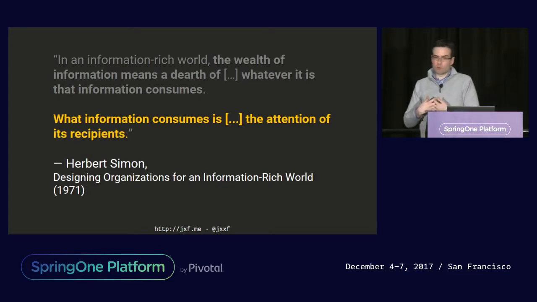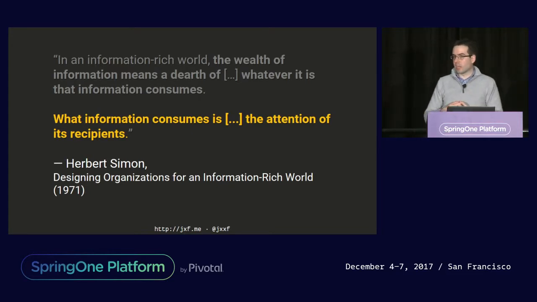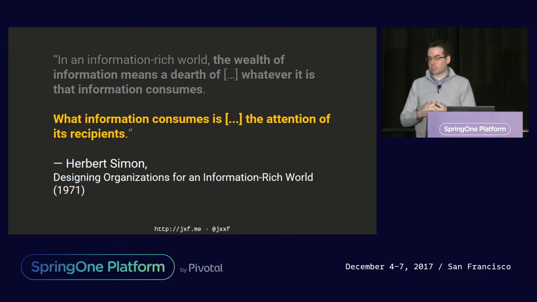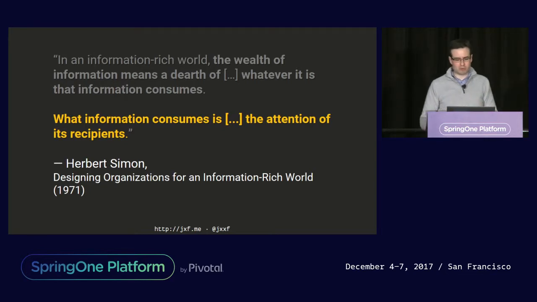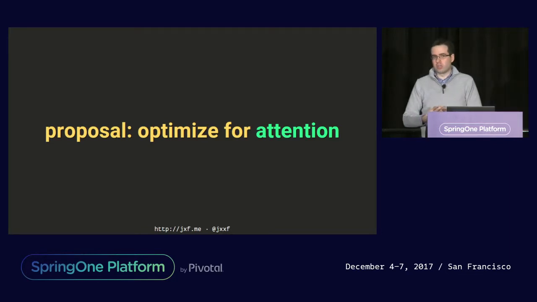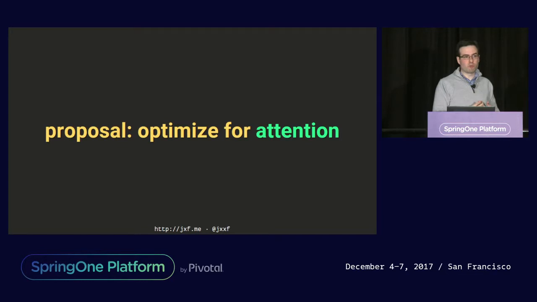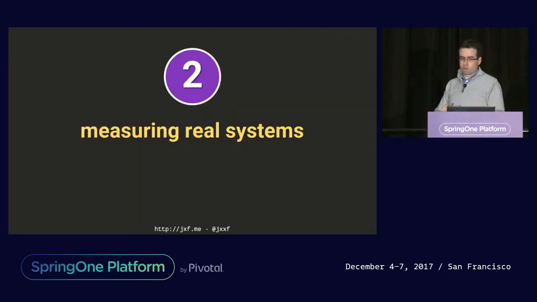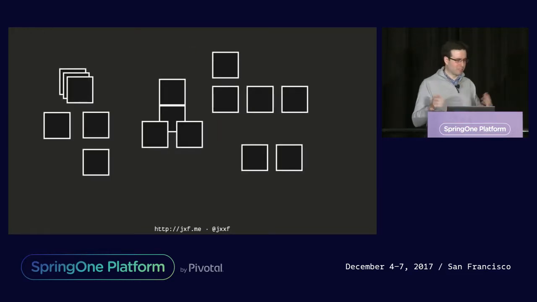If our visual system is fooled by 12 dots and a bunch of things like that, then we definitely are going to have problems trying to understand a distributed system where we're collecting hundreds of thousands of metrics. So my proposal is that we optimize for attention, that we not optimize for things like memory or CPU or disk. We optimize for the human operator who is ultimately accountable for running that system. So let's talk about a real system and how we might measure it. So real distributed systems are messy.